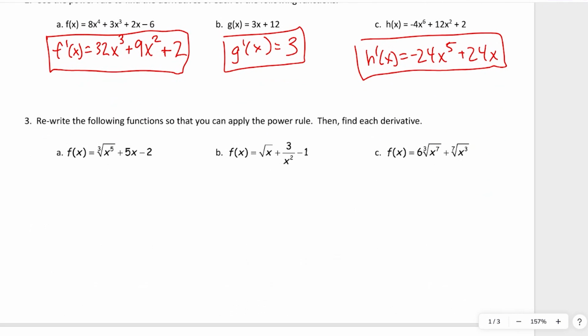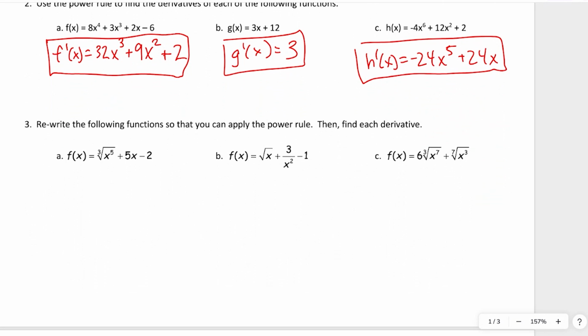Number 3 is the same kind of idea, except we're going to see a bunch of radicals and fractions in some of these expressions. And so what we want to do is first just rewrite them all as powers of x. So this first one, we've got x to the power of 5/3 plus 5x minus 2.